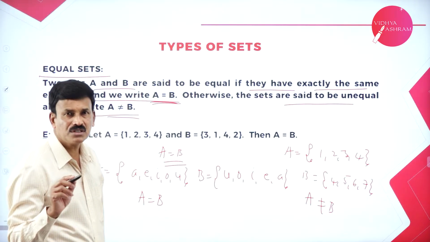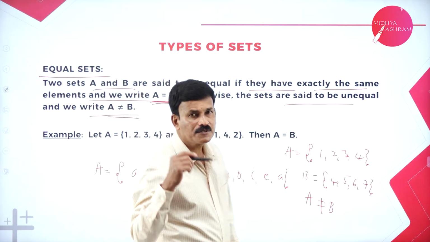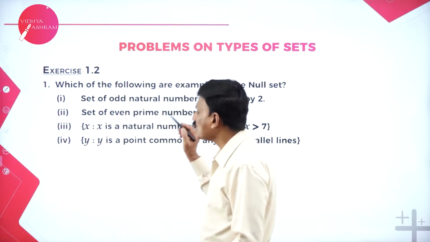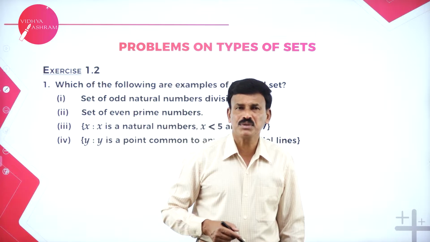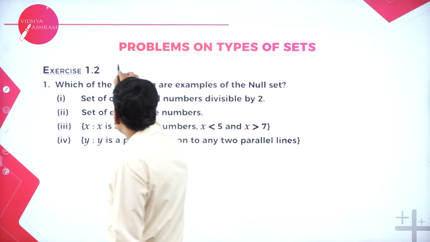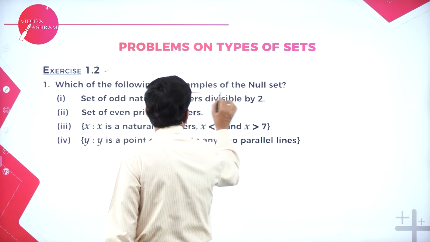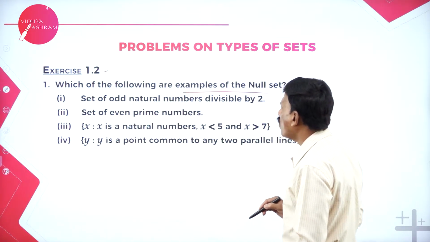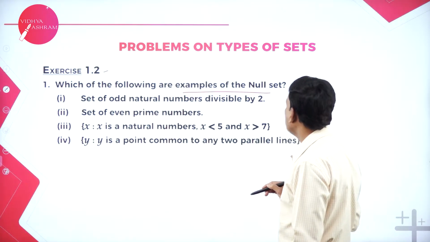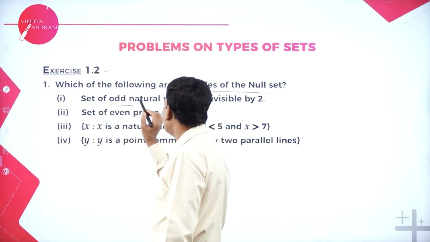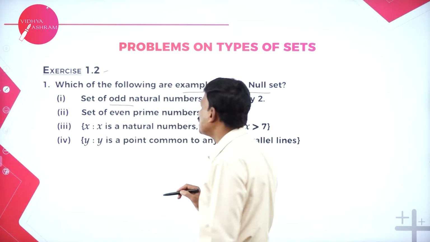Now you have got an idea regarding finite sets, infinite sets, null sets, and equal sets. Now let us come to the problems based on these. Okay. Now exercise number 1.2. Which of the following are examples of a null set? First one: the set of odd natural numbers divisible by 2.